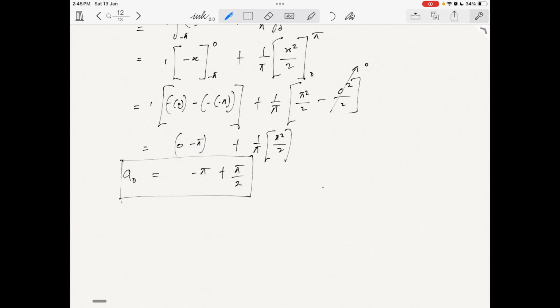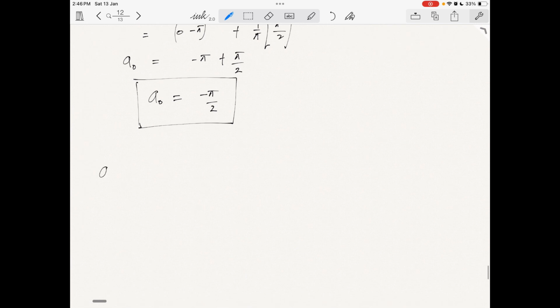Now we have been able to evaluate a naught. Minus pi plus pi over 2 can also be simplified further, and minus pi plus pi over 2 will be minus pi over 2. Now we have been able to simplify a naught. It's now time for us to simplify an.